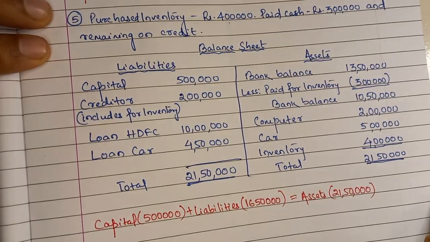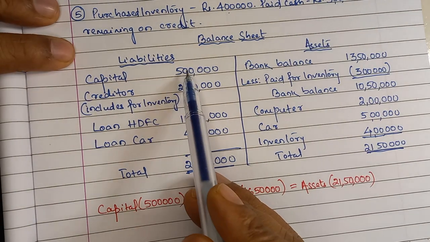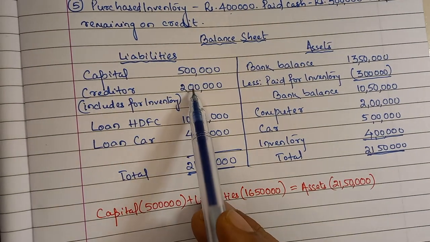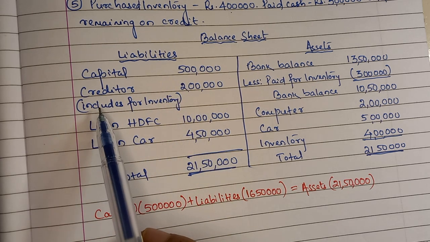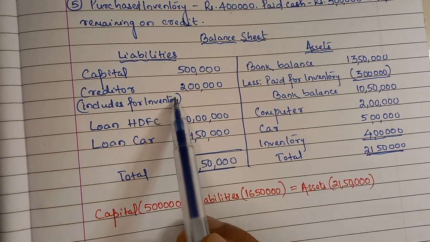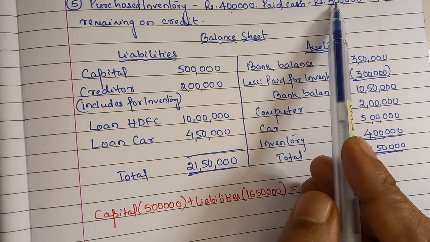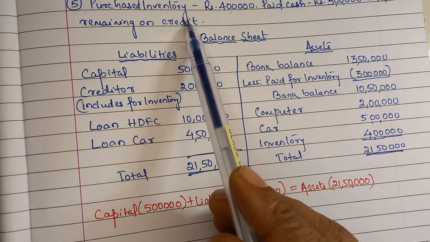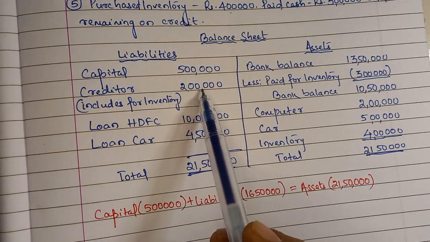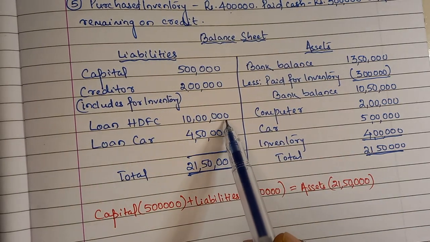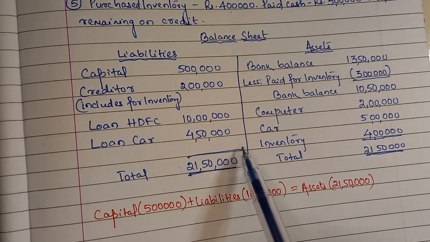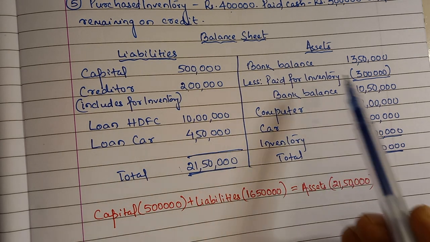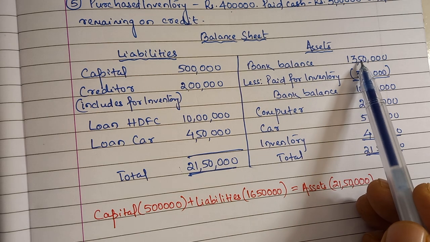So how should the balance sheet look now? Capital 5 lakh, creditor 2 lakh. Why 2 lakh? Before it was 1 lakh for computers. Now I have included inventory also. Inventory paid in cash is 3 lakh and balance 1 lakh is on credit. So creditor 2 lakh, loan HDFC is 10 lakh, loan car 4.5 lakhs. What is the total amount here? 21,50,000 rupees, right? Coming to the assets, bank balance 13,50,000 was there.